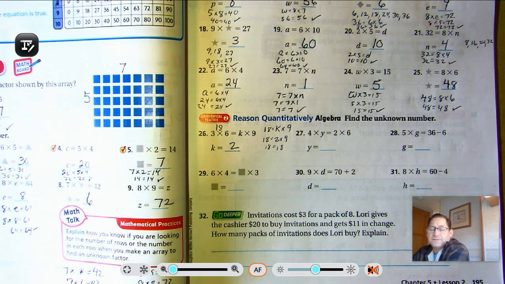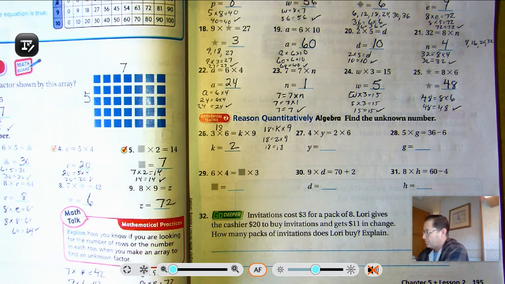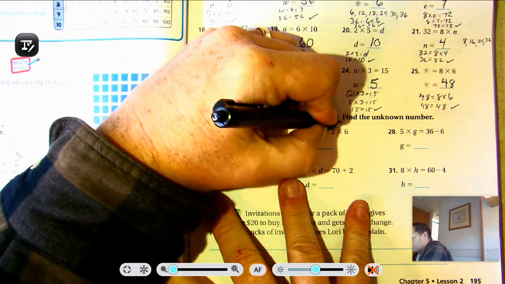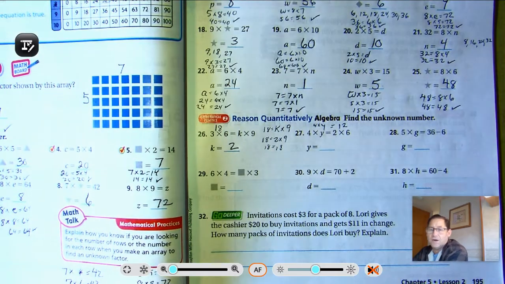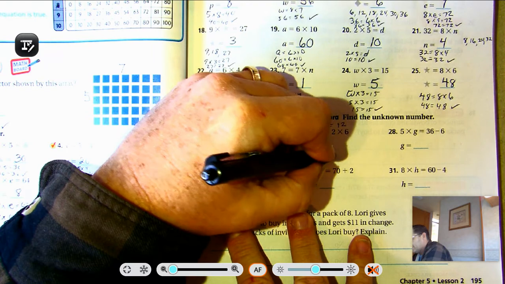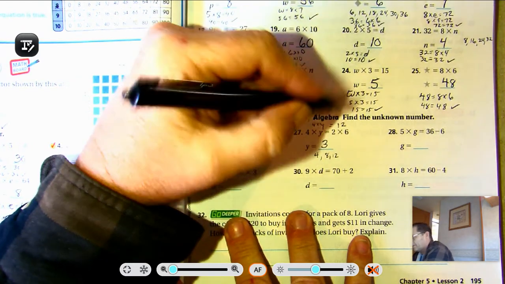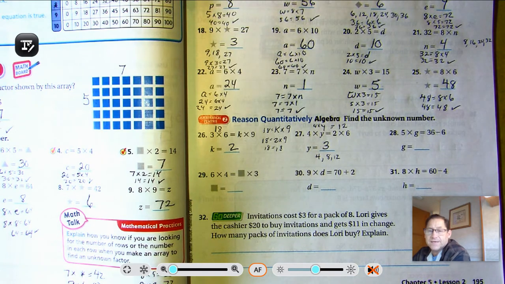4 times an unknown number equals 2 times 6. 2 times 6, we know that's easy. That's 12. So 4 times something is 12. 4, 8, 12. 3. 4 times 3 equals 12.